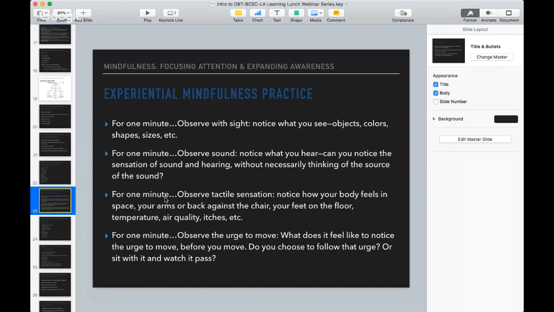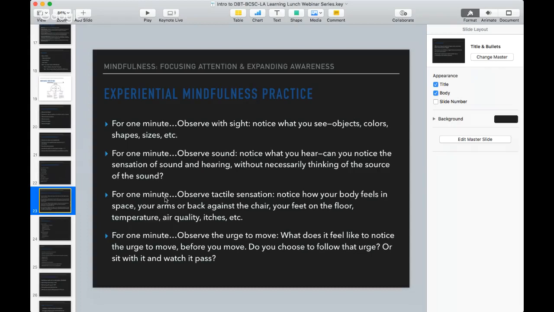So what I want everybody to do is, if you have anything in your hand, pen, pencil, whatever, put it down and sit comfortably in your chair. If you are comfortable uncrossing your legs, maybe putting your feet flat on the ground, maybe just resting your palms on your lap or whatever feels comfortable. And I will ask you to keep your eyes open during this mindfulness practice.